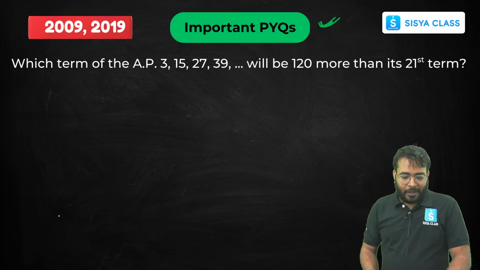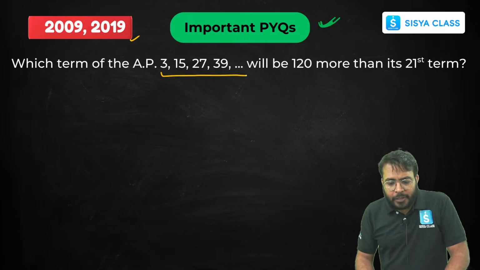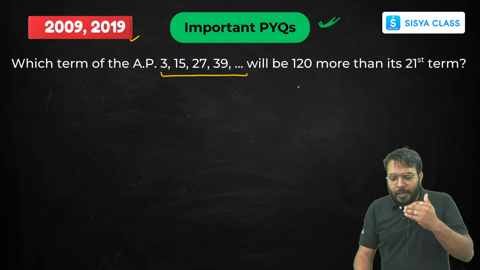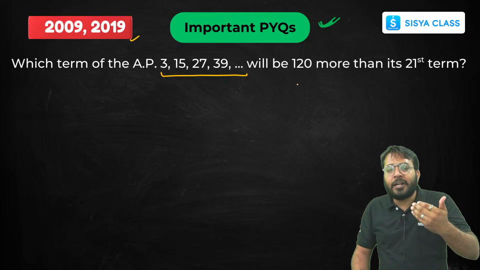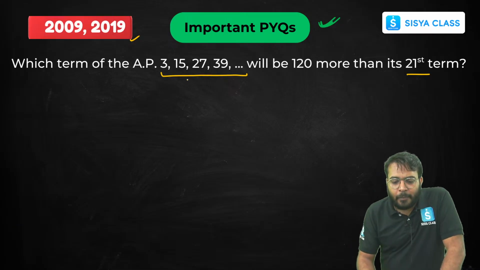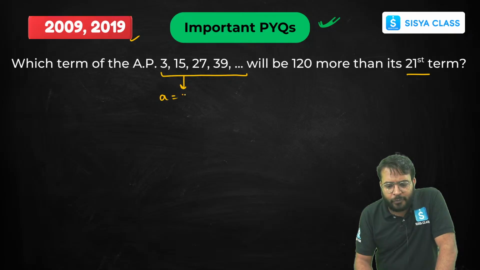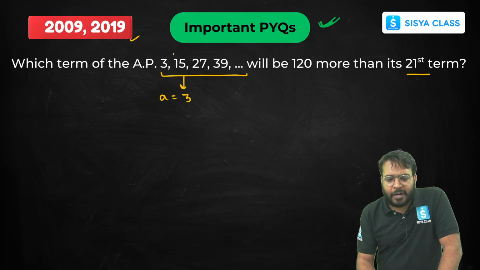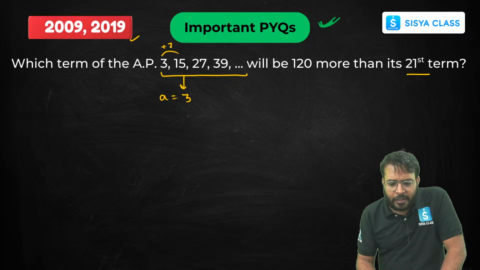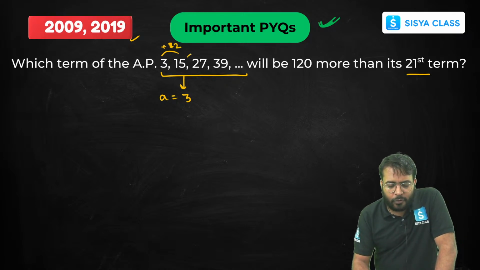Now this question, 2009 and 2019. They have given one AP and they are saying which term of the AP will be 120 more than its 21st term. What does this mean? From this AP, can we get our first term A? My first term is 3. Can we get the common difference? The common difference is 7, right? Sorry, it is 12. The common difference is 12.